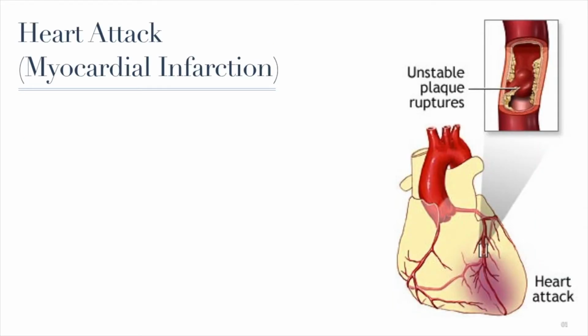A heart attack happens when blood flow that brings oxygen to the heart muscle is severely reduced or stopped. Why would oxygen be stopped from reaching the heart?